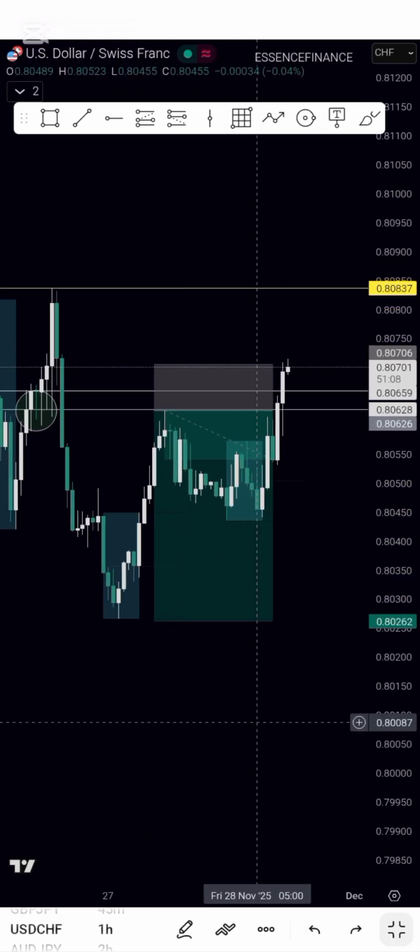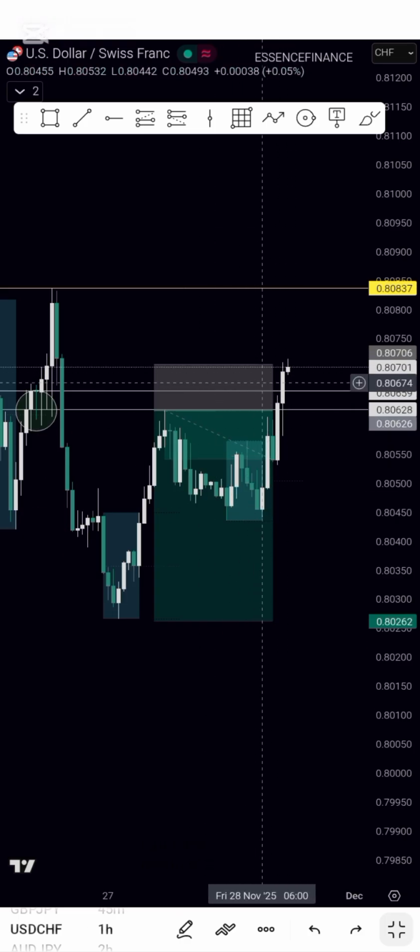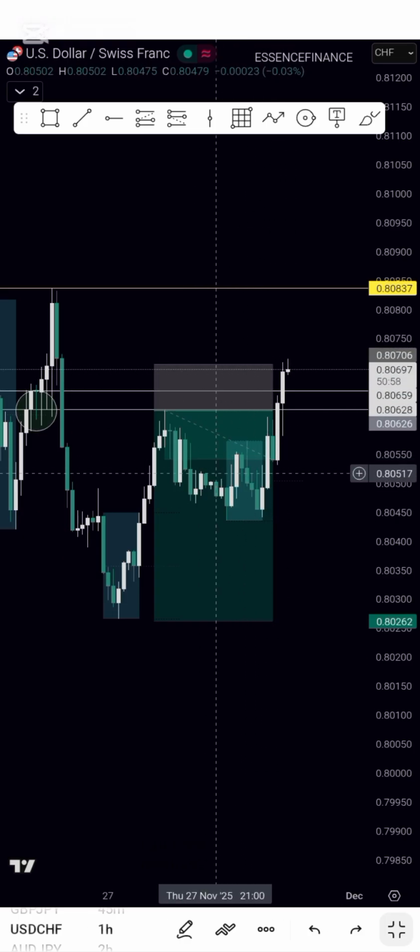And then today price even took me out. Not even here right now. Price didn't take my stop loss right now. That is just hitting my stop loss. It took my stop loss when market opened.